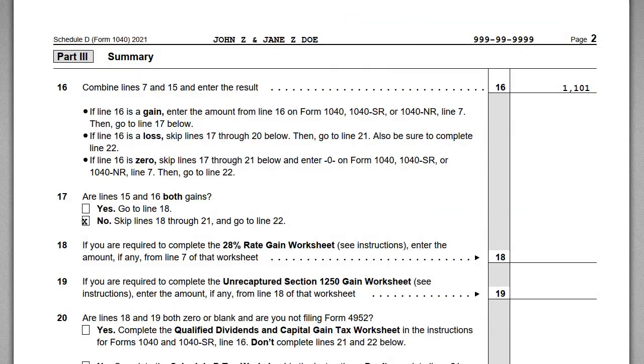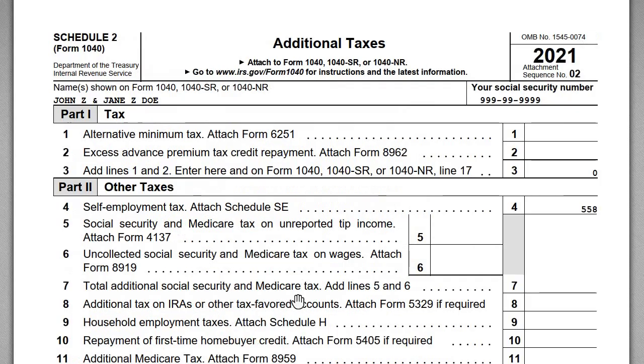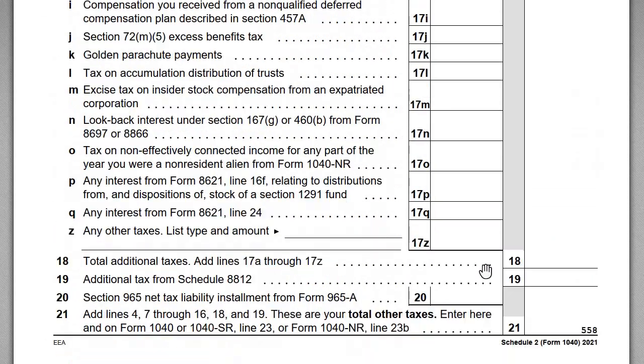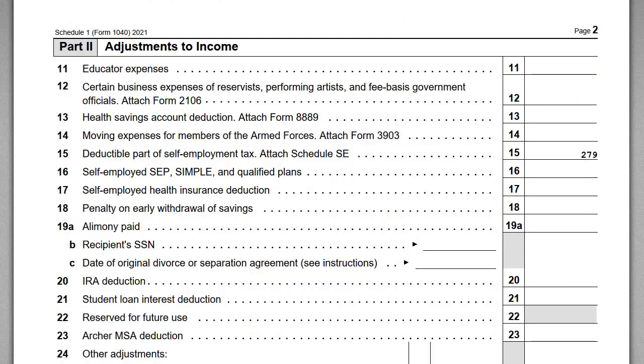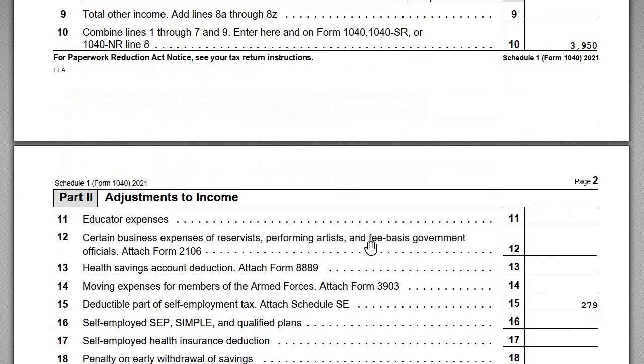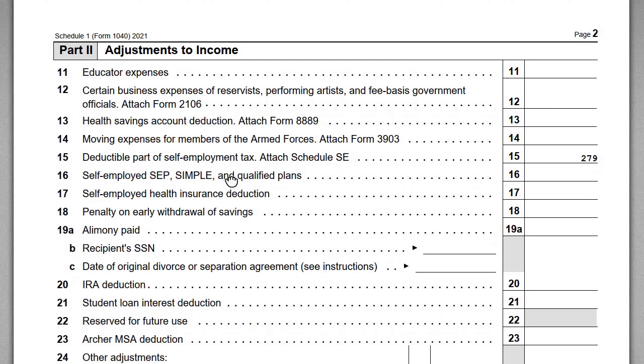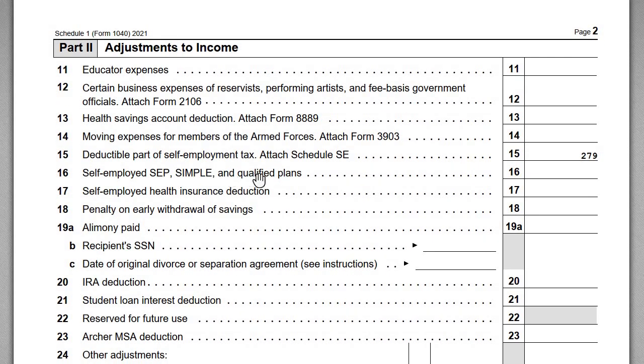So where do those items end up? If we go up to Schedule 2, additional taxes, there's the amount of self-employment tax he owes, $558. And then if we scroll up to adjustments to income, we can see $279, the deductible portion of the self-employment tax. Okay, so that's the second big change.